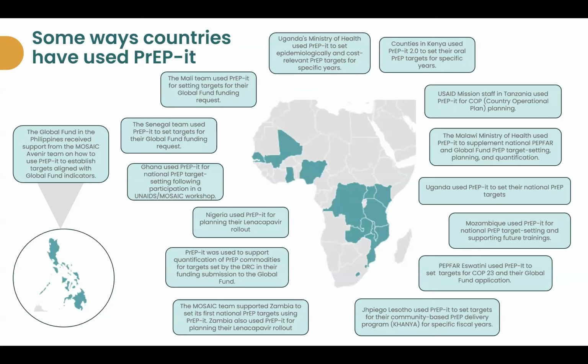So several countries, primarily focused in Africa, but also in Asia and other places as well, have used Prep-It for a variety of reasons, often for target setting. There's also been use for Global Fund funding requests. And more recently, it's been used for the lenacapavir rollout, as well as for commodities forecasting. And I'll talk more about that.